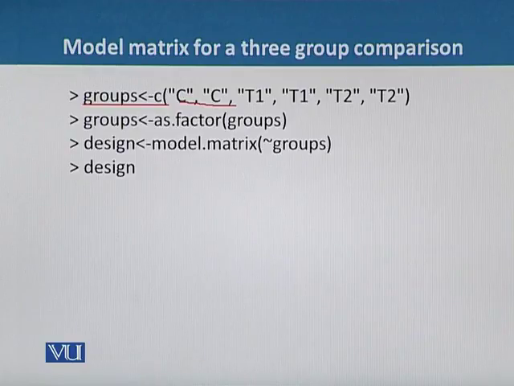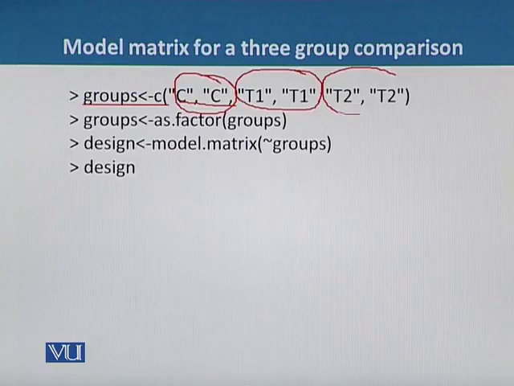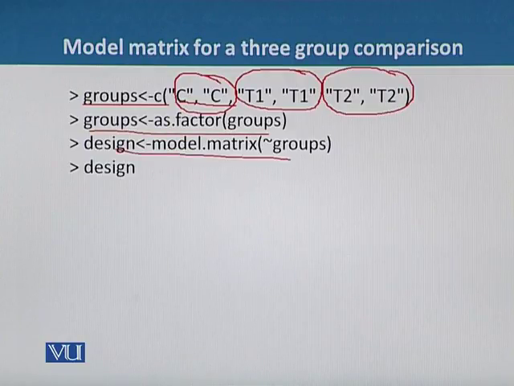So in this case, we have 3 groups. One group is control, we use C, C. The second group is treated 1, denoted by T1, T1. And the third group is treated 2, denoted by T2, T2. And you will see that we are using the same commands as we used previously for the 2-group comparison.